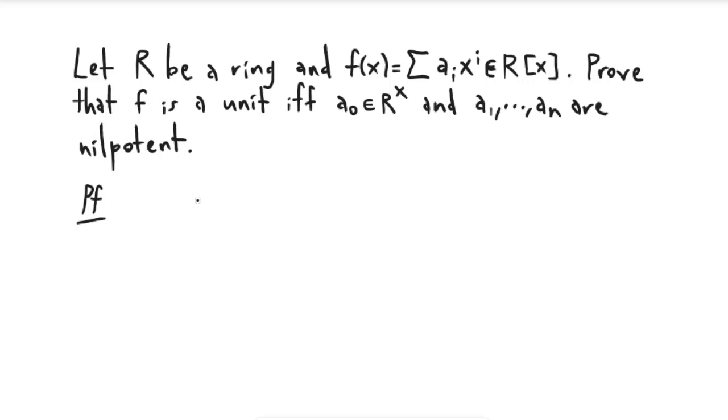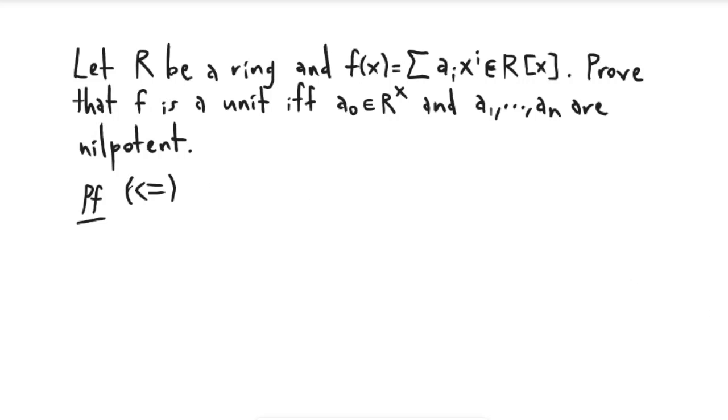All right, so in this video, we are going to prove that a polynomial is a unit if and only if its constant term is a unit, and furthermore, if all of the remaining terms of the polynomial are nilpotent. So we're going to prove the reverse implication first because it's significantly easier. So we're going to assume that f is a polynomial whose constant term is a unit and such that the remaining terms of f are nilpotent.